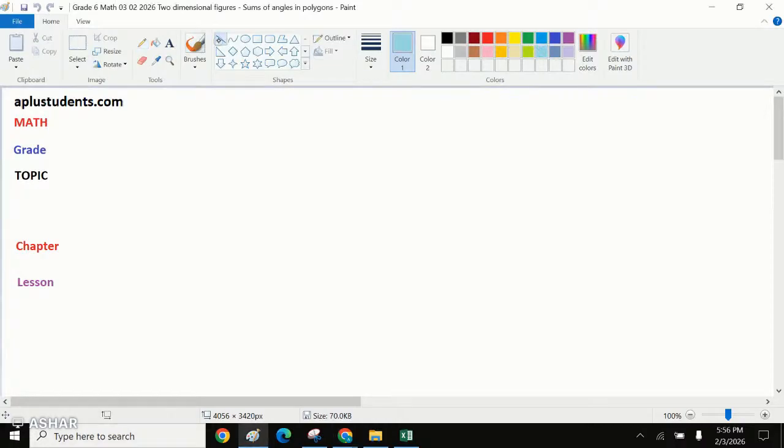The first thing you need to do is log into aplusstudents.com. You need to log into the website. Once you have logged in, you select math as your subject. This is a grade 6 lesson, and the topic for today is two-dimensional shapes, or two-dimensional figures.